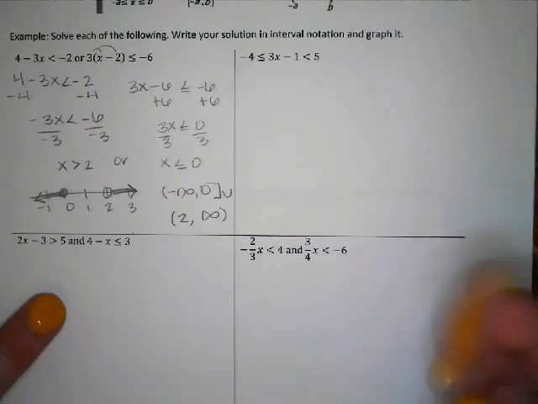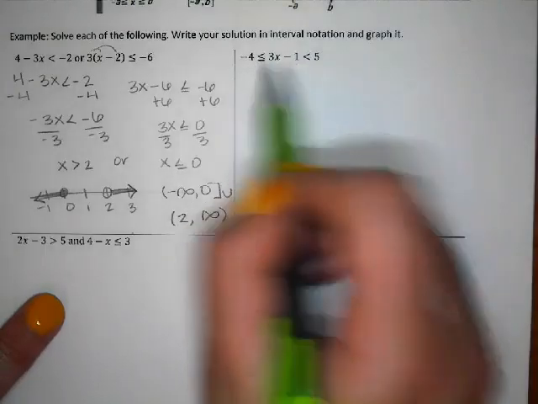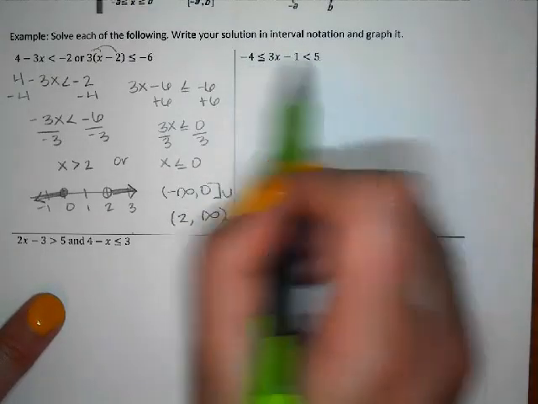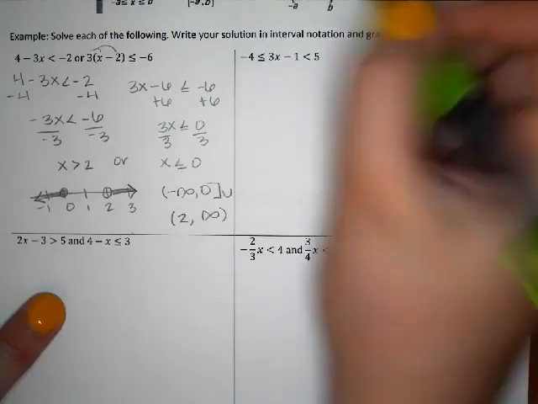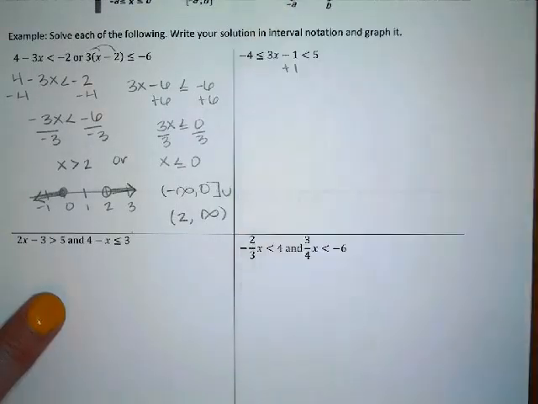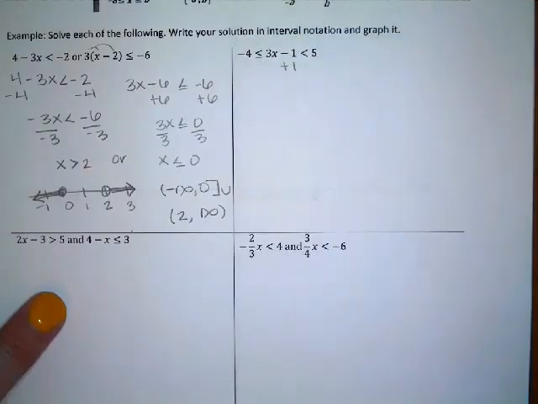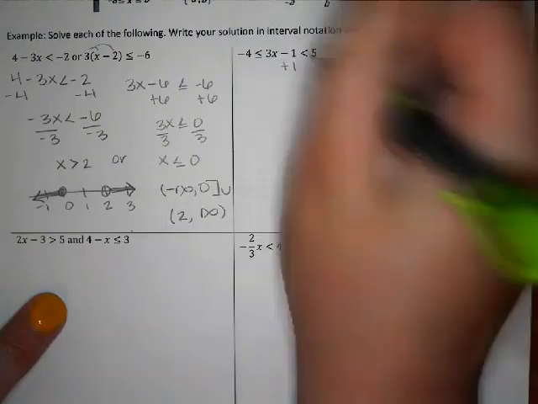All right, this next one, you can see it looks like a sandwich problem. We have our unknown expression sandwiched in between two values. So here I'm going to add the 1 to start getting the x alone, and I'm just going to do that on all of the parts. I don't have a left side and a right side, but I do have a middle, left, and right, so I'm going to do this to the middle, left, and right.